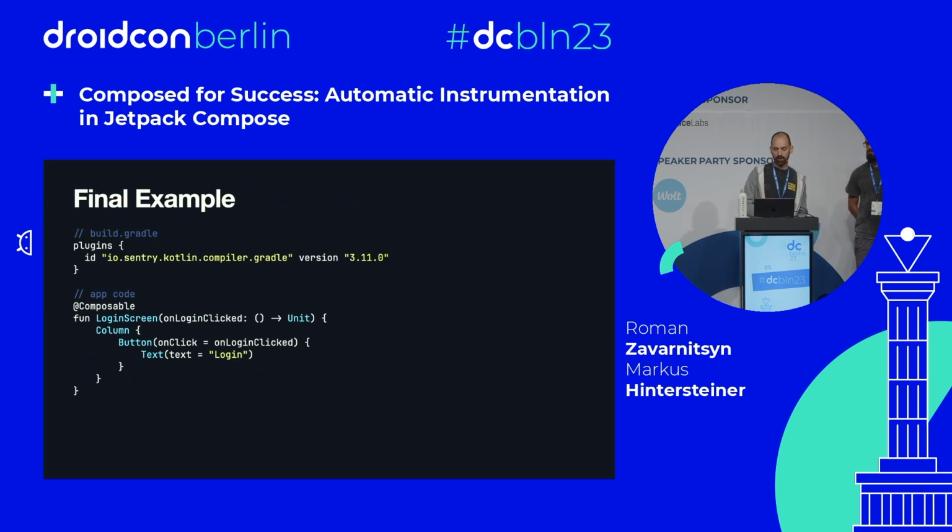Dialing back to the login screen example, we can now see just by applying our Kotlin compiler plugin, we don't need to clutter any of our code with specific breadcrumbs. It just happens automatically, makes it easier to read and easier to manage. So whenever you write a new composable, you don't need to think about tracking. It just works out of the box, and you will see your breadcrumbs in our backend.